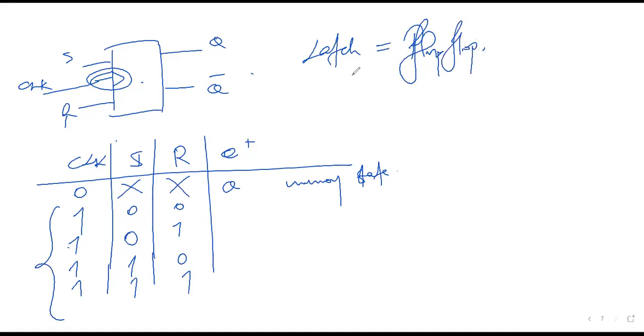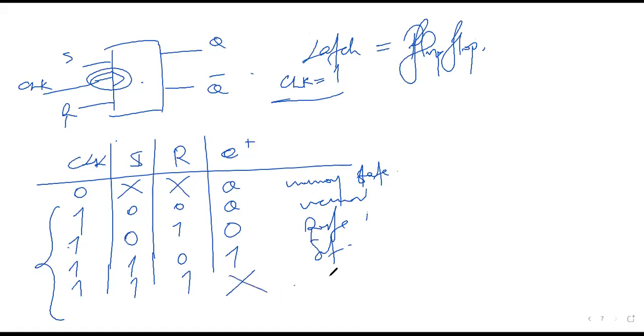flip-flop. Same everything. CLK is equal to 1. So here for 0, 0, this is Q memory. This is 0, reset. This is 1, set, then illegal. These two are almost the same. The difference is this clock.